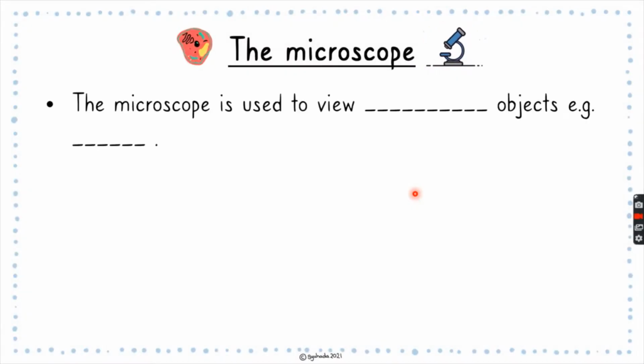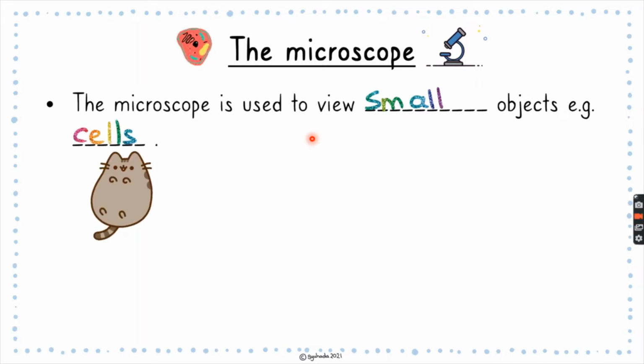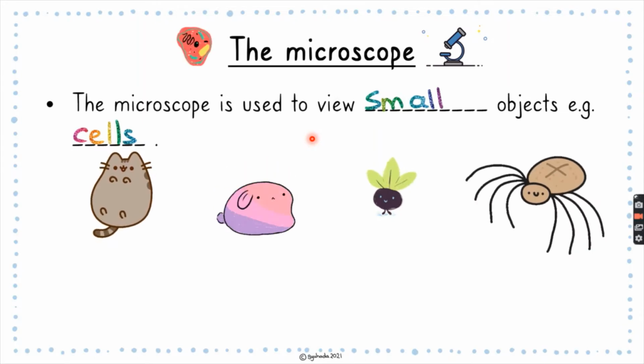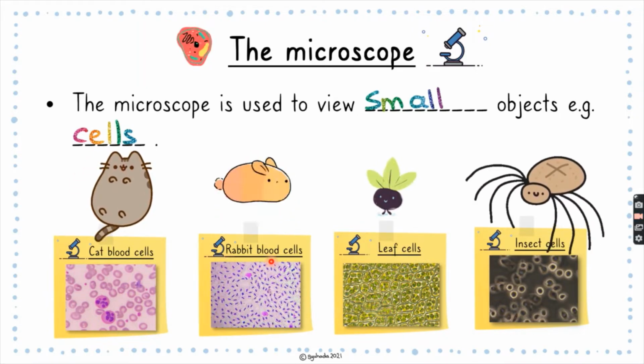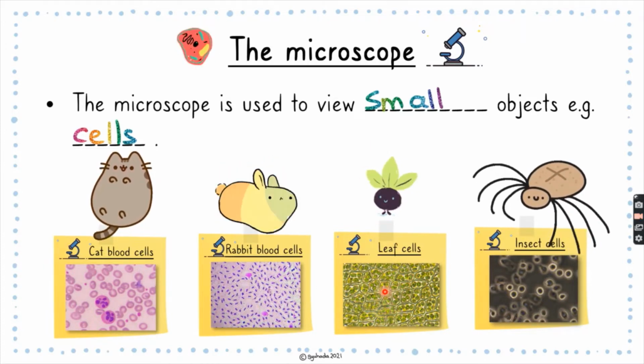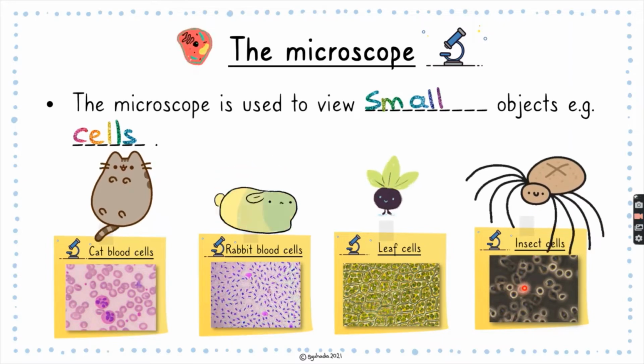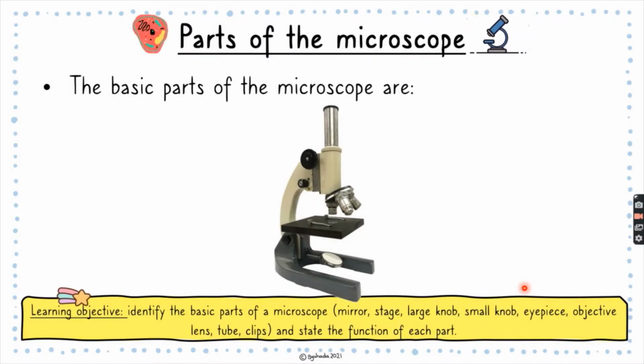So the microscope. What is the microscope? The microscope is used to view very small objects, for example, cells. And all living organisms are actually made up of cells. These are pictures of actual cells that can be found in cats over here, and you have rabbit blood right here that is made up of cells, and you have leaves that are made up of cells, and also insects have cells. And to view cells, because they are so small, we need to use an instrument, which is the microscope.